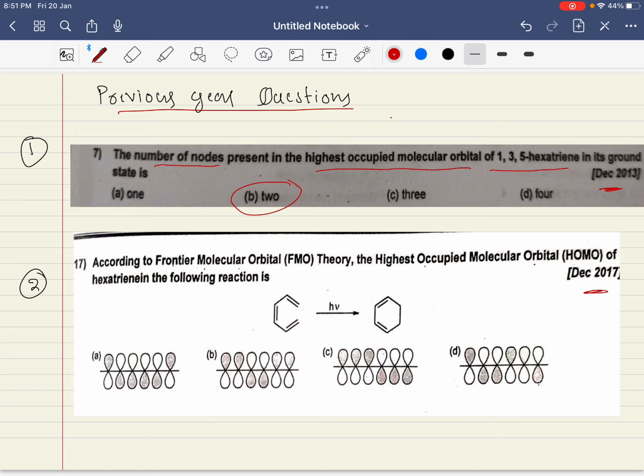And the next question is, according to FMO, the HOMO of hexatriene is, which one is HOMO here? That is the question. So you studied already, there are 2 nodes, right? 2 nodes means, look at here. This is the first node and this is the second node. So this is the HOMO of hexatriene.